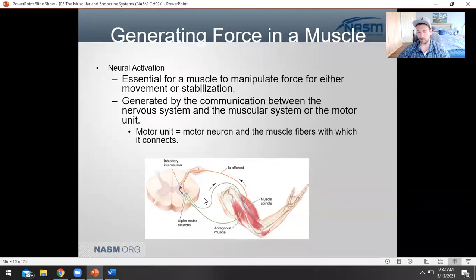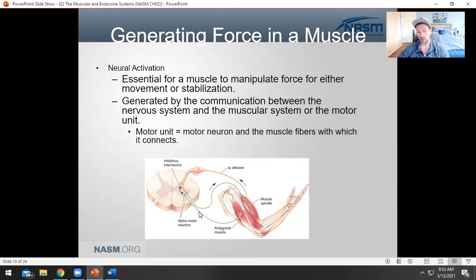So a motor unit, you can see here, this is like one of your individual spinal discs. And then what we're seeing is a nerve cell sort of branch out, right? Your peripheral nervous system is going to branch out, and eventually it's going to have a motor neuron that attaches to a muscle spindle to receive or send information, right?